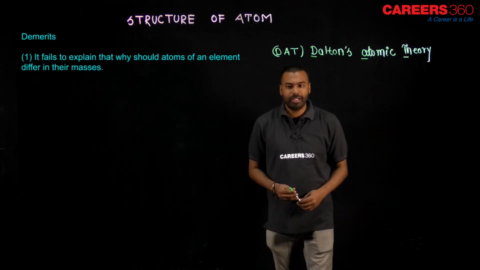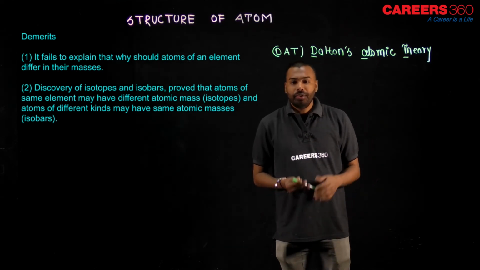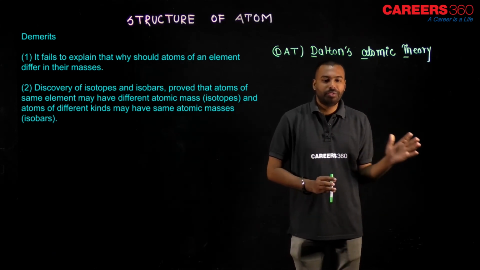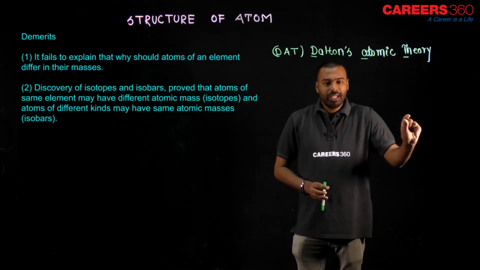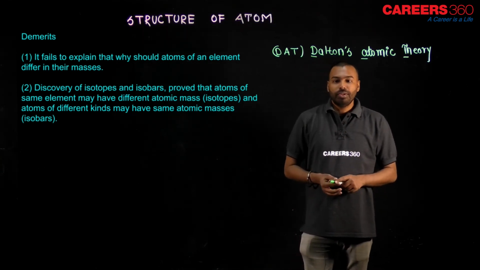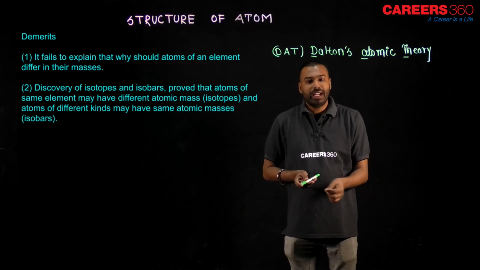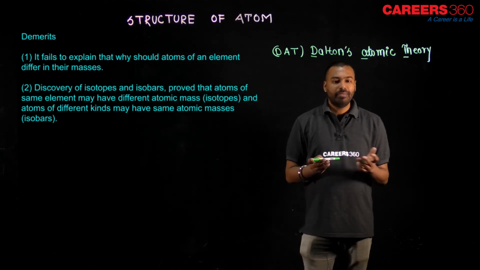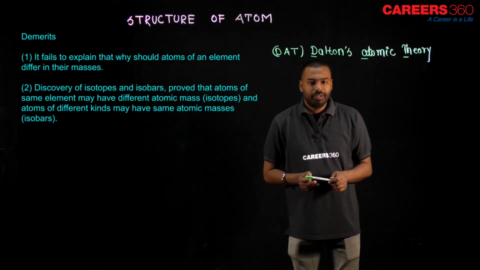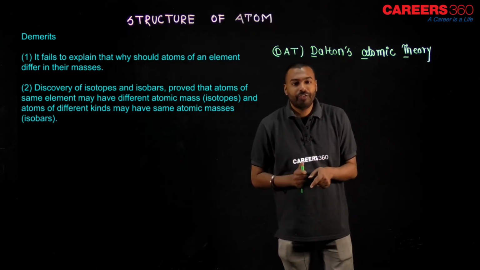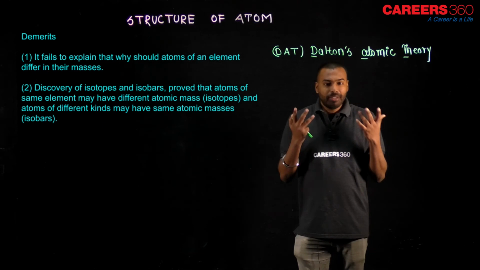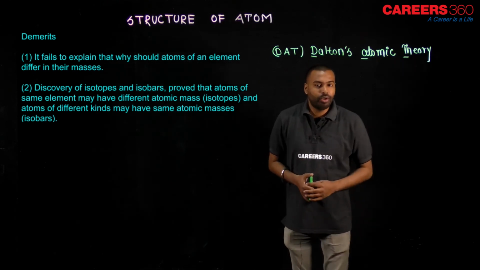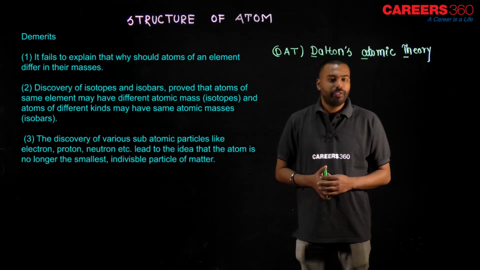Let's see the second demerit of Dalton's atomic theory. Due to the discovery of isotopes, and I will explain in depth what isotopes, isobars, isostars, isotones and isoelectrons are. I will discuss the iso series, no worry about that. The discovery of isotopes and isobars proved that Dalton's atomic theory really has a demerit, because in isotopes, atoms have the same atomic number but different mass number. So, due to the discovery of isotopes, the atom lost its identical nature.